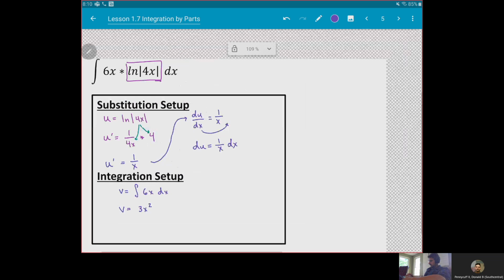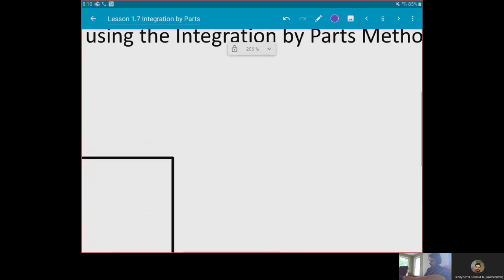All right. So that means my integral is going to be 6x. So that's going to be v is equal to the integral of 6x dx. So v is equal to 3x squared. All right, now that I have everything figured out, I can come back and work my problem.